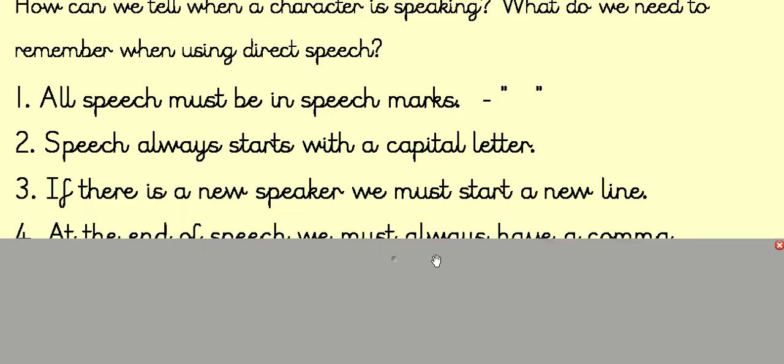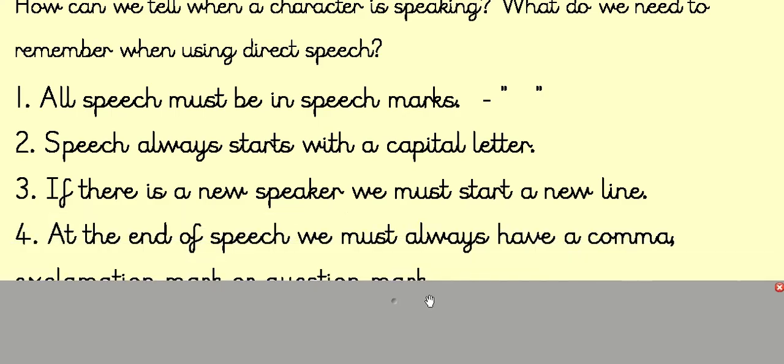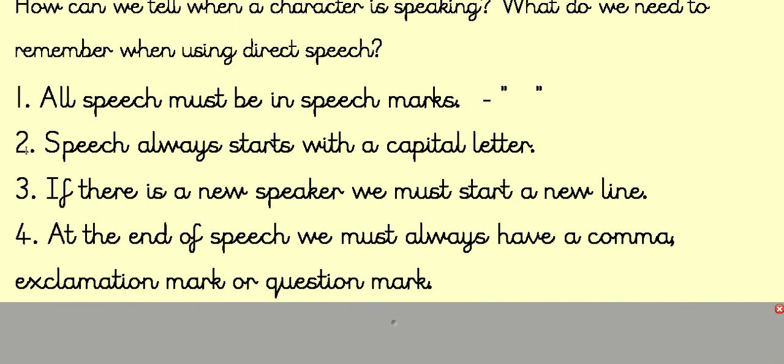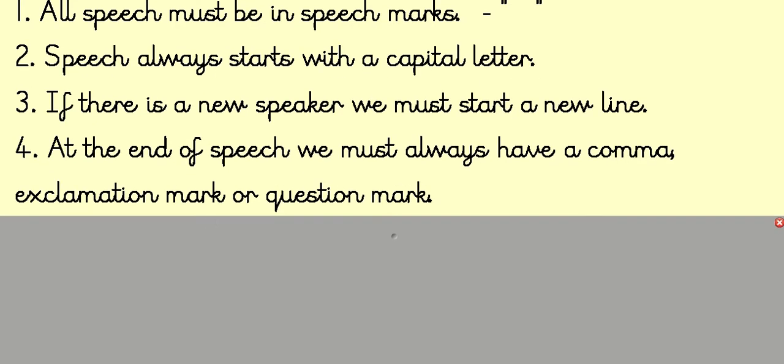Our fourth rule is, let's have a quick look at our fourth rule. At the end of speech, we must always have a comma, exclamation mark, or question mark. So at the end of when someone is speaking, we must always have a comma, exclamation mark, or question mark.